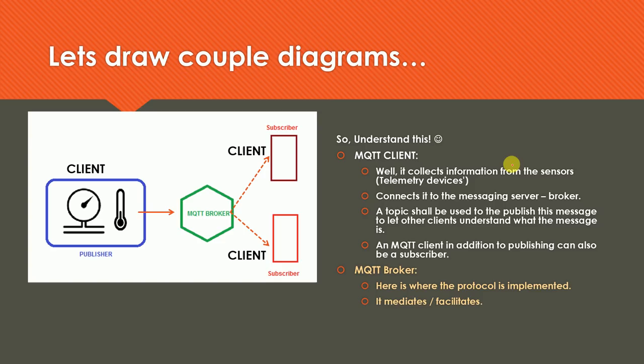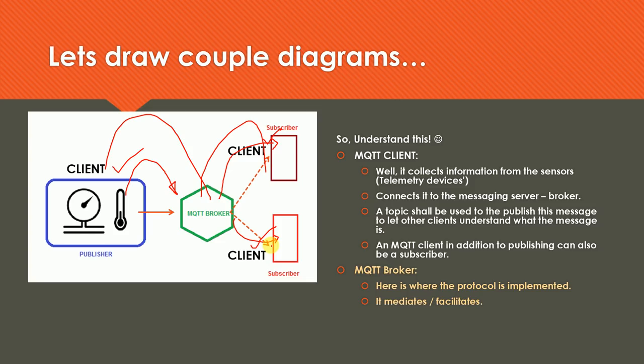Now how does it work? I have a client. I have a couple of other clients also available here. This client is publishing data through the broker. The broker sends the data to the subscriber. That's it. Now this guy is a client, this guy is also a client, this guy is also a client. One of them has become a subscriber, one of them has become a publisher. That's it. Please understand.